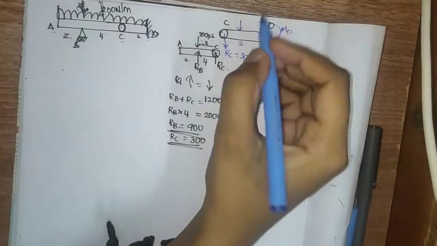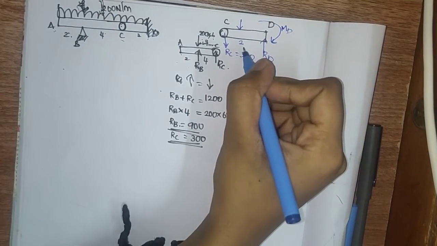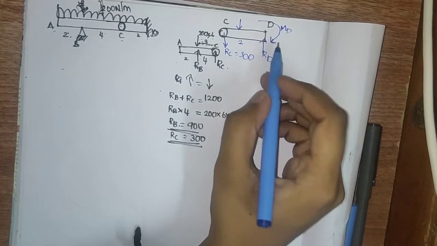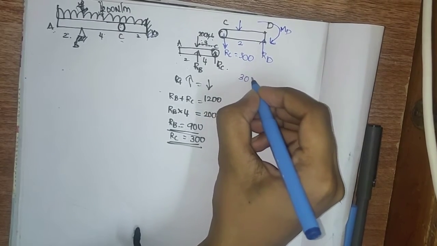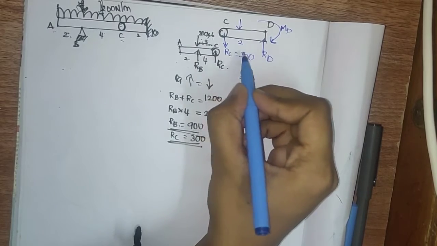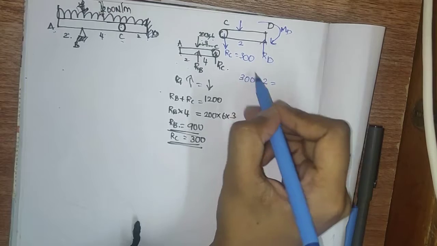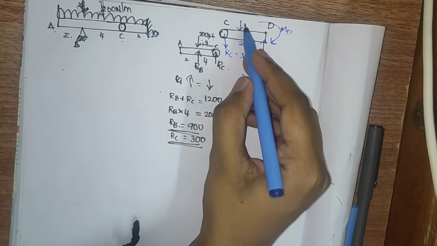So let's find this moment. If we convert this to a point load, it is 200 into 2, which is nothing but 400. So while considering the moment at this point, clockwise moment equals anti-clockwise moment. So if we consider the clockwise and anti-clockwise moments, this is 300 into 2, this is clockwise and this is anti-clockwise. So 300 into 2 and another point load. While converting this to a point load, we get 200 into 2.